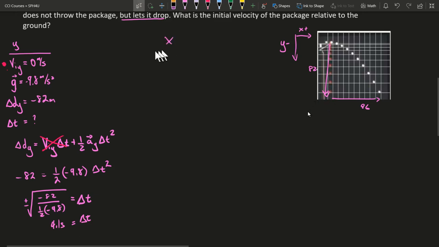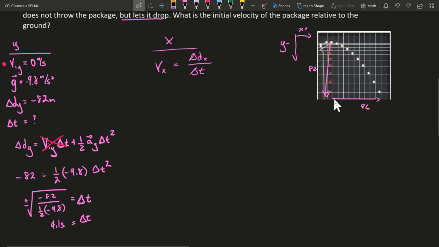Okay, now knowing that it takes 4 seconds to fall to the ground, I know that Vx is equal to the change in displacement, change in position x, over the change in time. Meaning that the horizontal velocity is equal to the rate of change of its horizontal position divided by the amount of time that it's been falling. Well, we know it's been falling for 4.1 seconds.